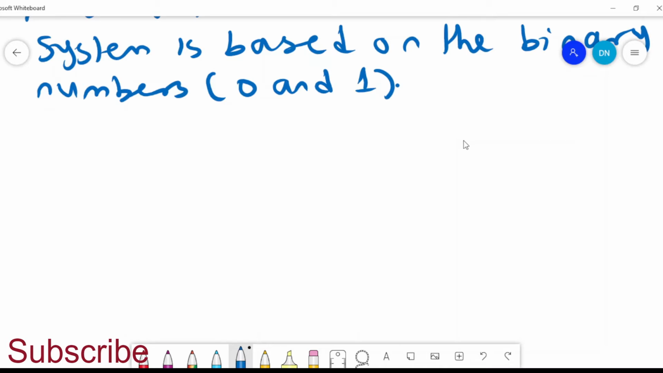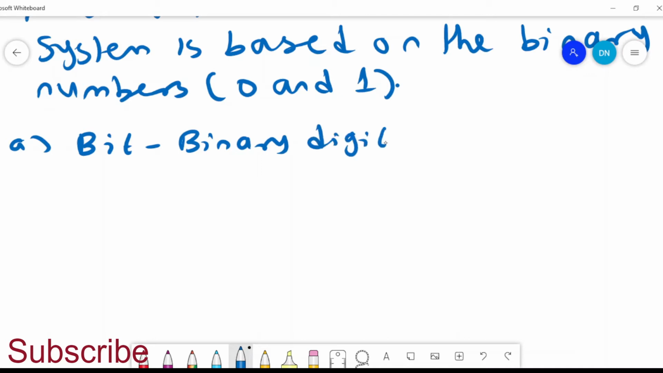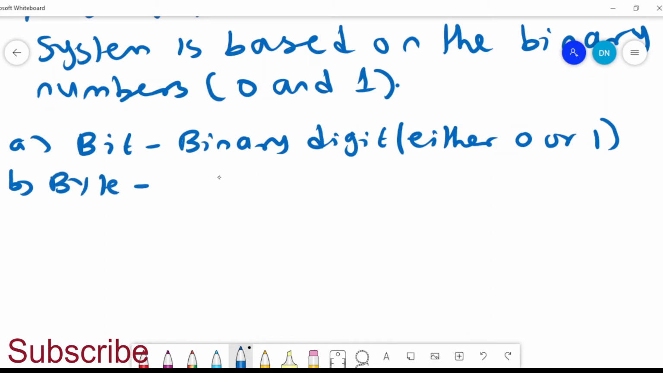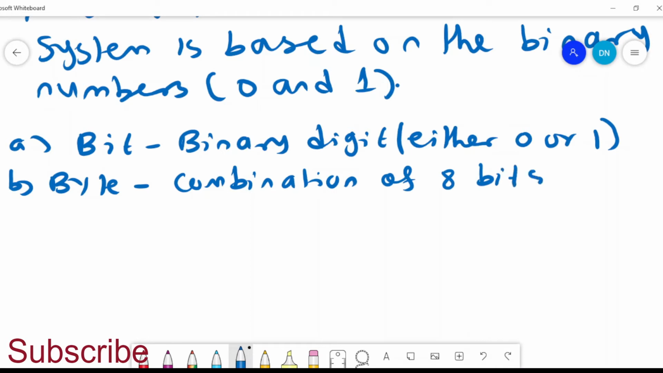Based on that information, we want to look at a few terms. First, the bit, which is a binary digit. A single binary digit is a bit. It can be either a 0 or a 1. And then we have a byte. A byte is a combination of 8 bits, and I can give you an example. That is an example of a byte.